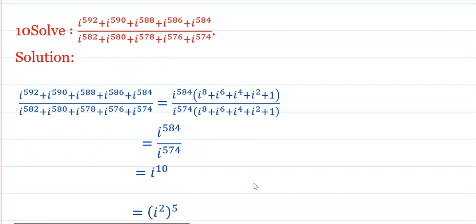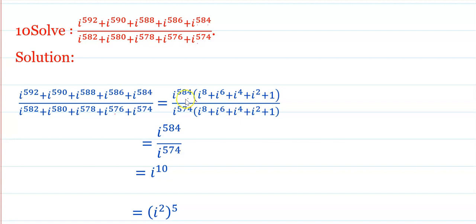Now the next problem. Question number 10. Solve: i raised to 592 plus i raised to 590 plus i raised to 588 plus i raised to 586 plus i raised to 584. Okay, decreasing by 2. Then i raised to 582 plus i raised to 580 plus i raised to 578 plus i raised to 576 plus i raised to 574. Okay, which is the minimum in the numerator? 584. And which is the minimum in the denominator? 574.